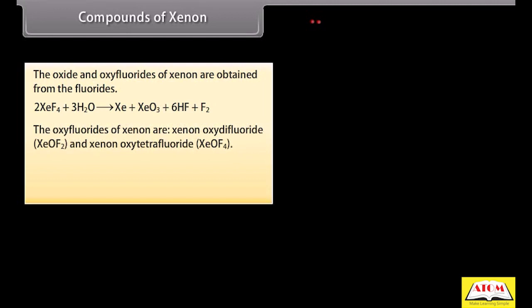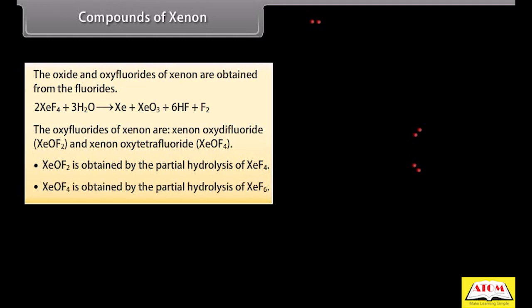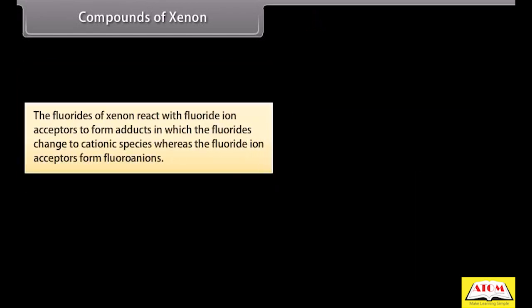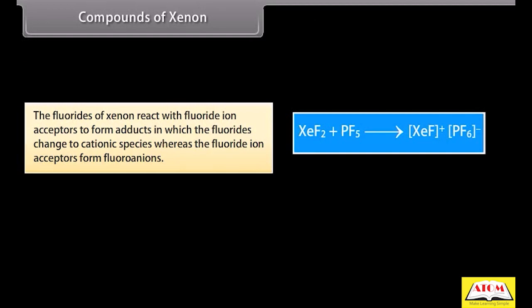The oxyfluorides of xenon are xenon oxydifluoride, XeOF2, and xenon oxytetrafluoride, XeOF4. XeOF2 is obtained by the partial hydrolysis of XeF4. XeOF4 is obtained by the partial hydrolysis of XeF6. The fluorides of xenon react with fluoride ion acceptors to form adducts in which the fluorides change to cationic species, whereas the fluoride ion acceptors form fluoroanions.